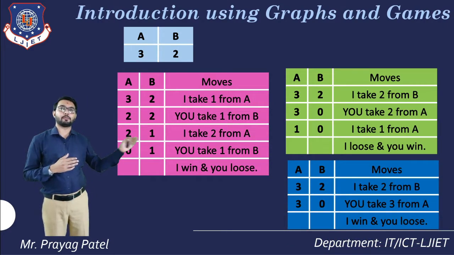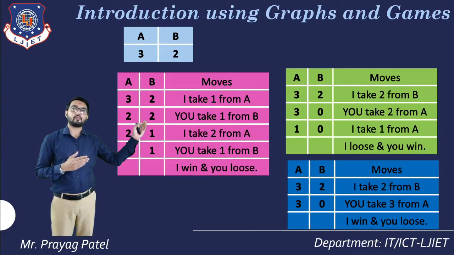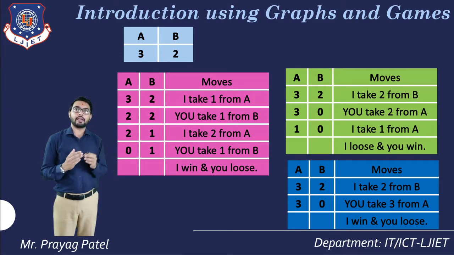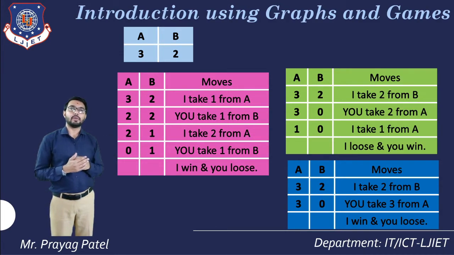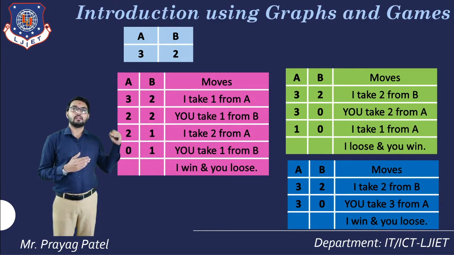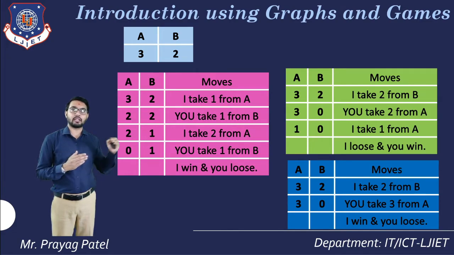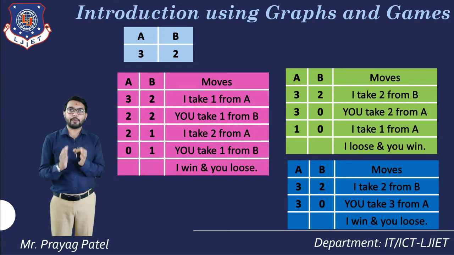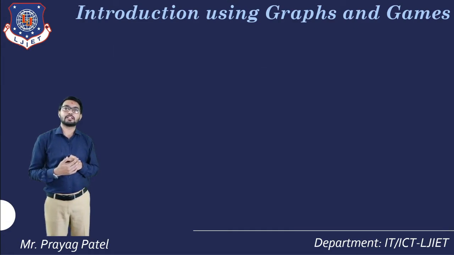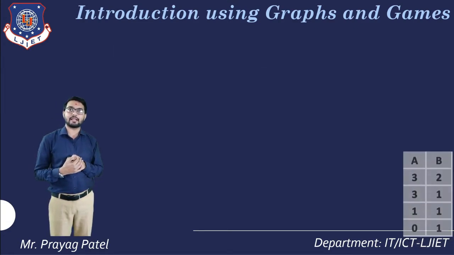And consider the fifth possibility for the same game. Here consider 2 as the initial position. Now I take 2 from B, meaning the remaining object is 0. Now consider the next 0 as the remaining object. Then you take 3 from A. Then lastly you pick the object. So we can say that I win the game and you lost the game. So here, 5 different possibilities are there.